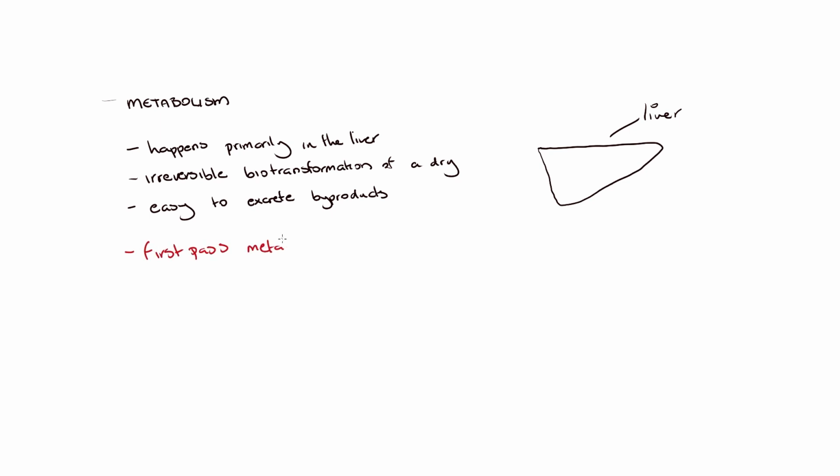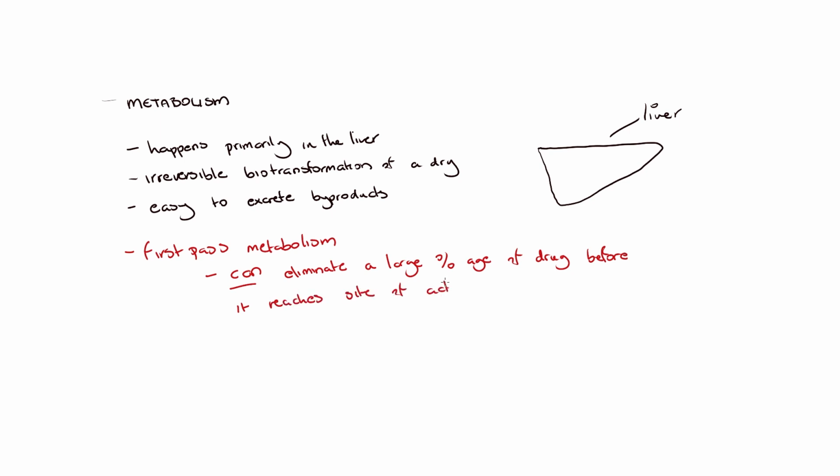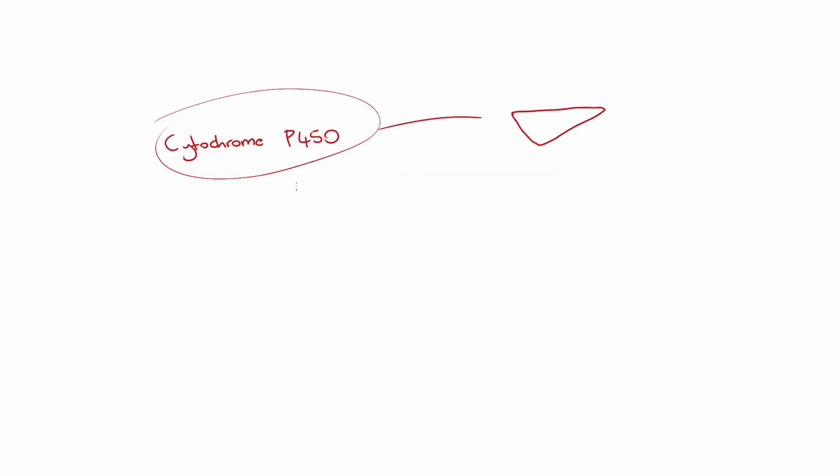Now, there are a couple of specialized concepts which we need to get used to when we talk about metabolism in particular, and the first one is this concept of first pass metabolism. Now, because of the first pass effect, we can eliminate a large percentage of drug before it actually reaches the site of action, and this is where that difference between parenteral and enteral drugs comes in important.